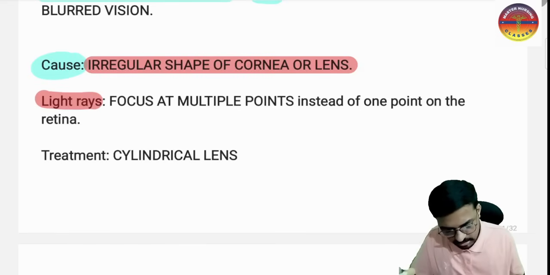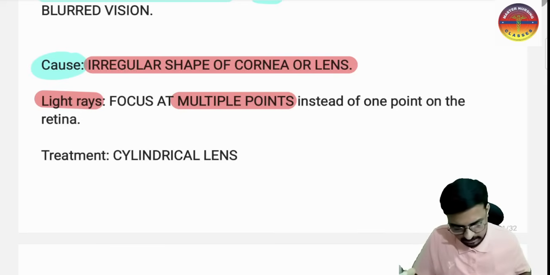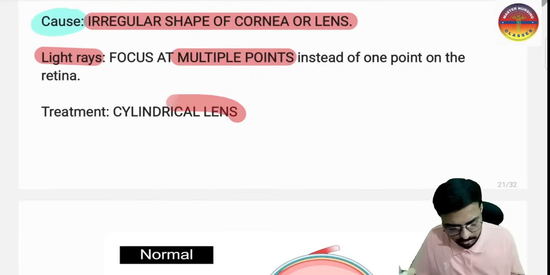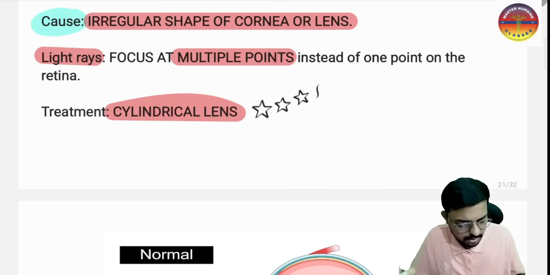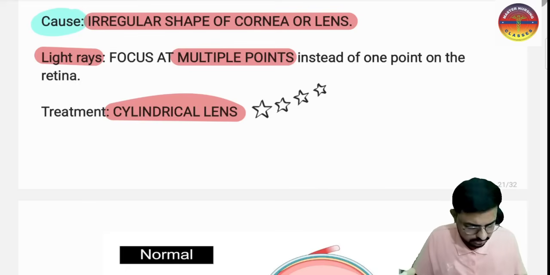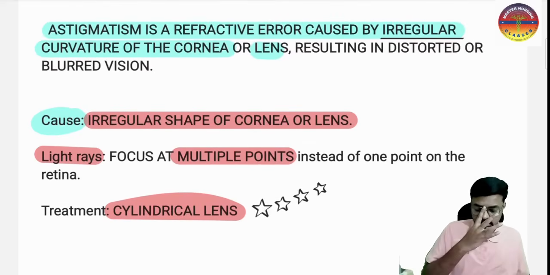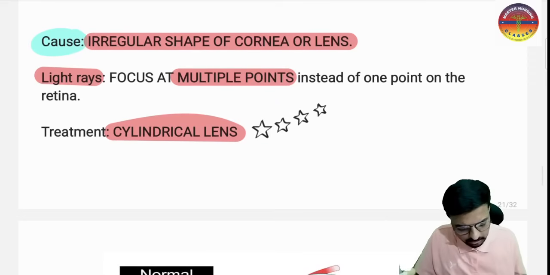Okay, so light rays are focusing on multiple points instead of one point. Treatment will be the cylindrical lenses we are adding here. So this is very important to keep in our mind. So here for astigmatism the lens we are using is the cylindrical lens, and in the case of presbyopia we are using the convex lens, and we are also using the bifocal lens. And most importantly, we are using the concave lens in myopia and convex lens in hyperopia. Okay, so that is the thing we have to understand.